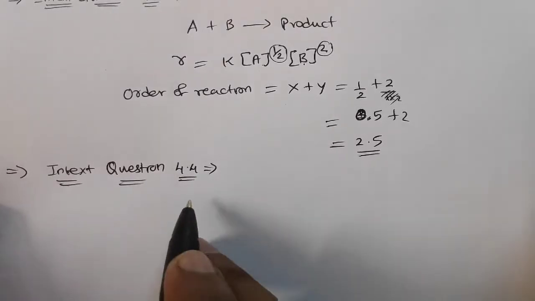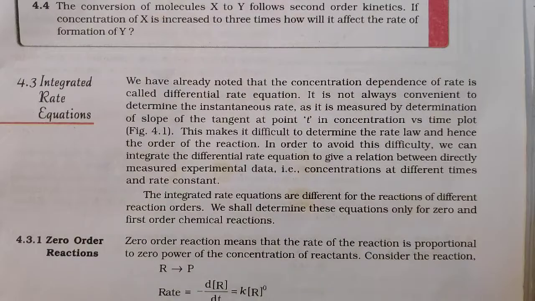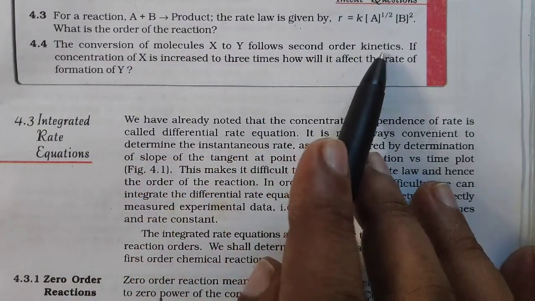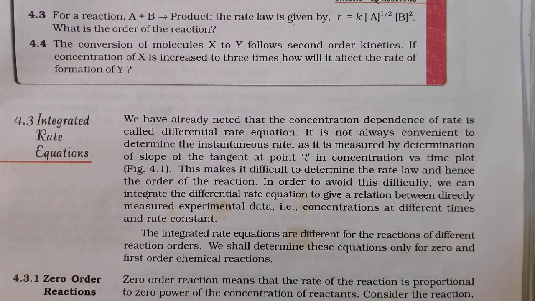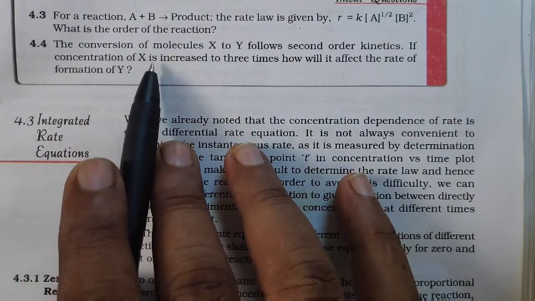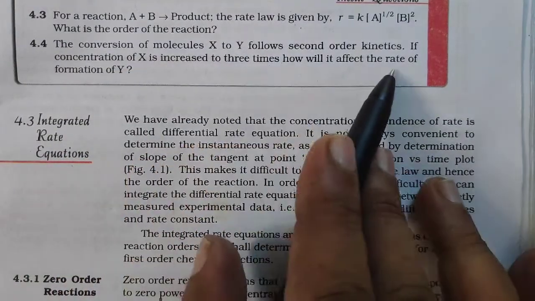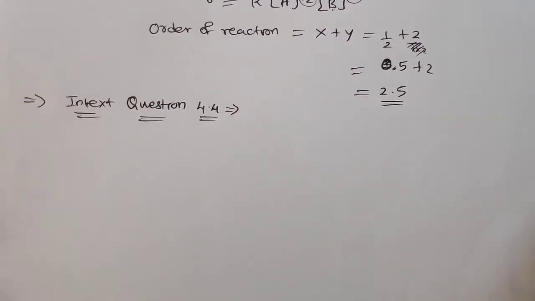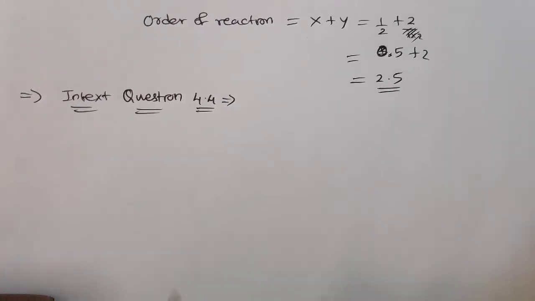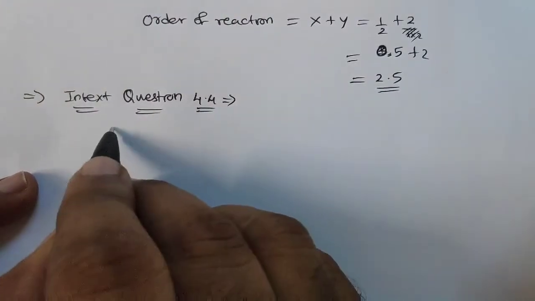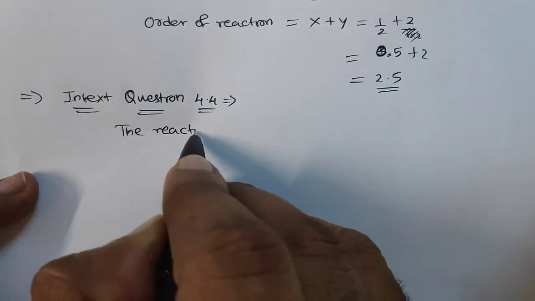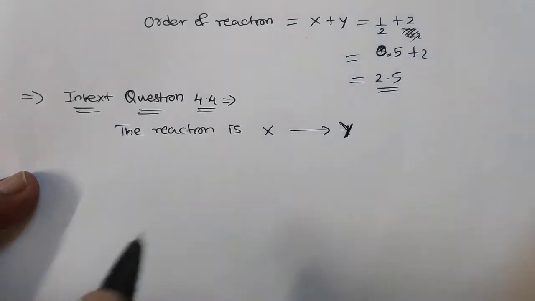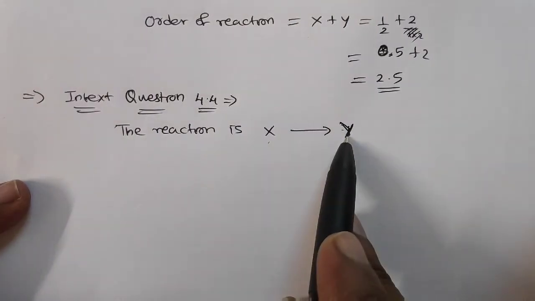Now in-text question 4.4 in your textbook: the conversion of a molecule X to Y follows second order kinetics. If the concentration of X is increased to 3 times, how will it affect the rate of formation of Y? That we are going to discuss. So in this case, 4.4, the reaction is from X to Y, a hypothetical or simple chemical reaction, where X is the reactant and Y is the product.